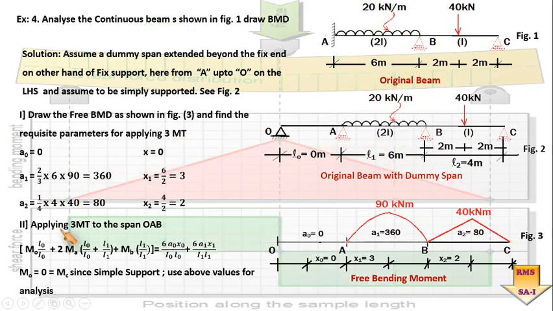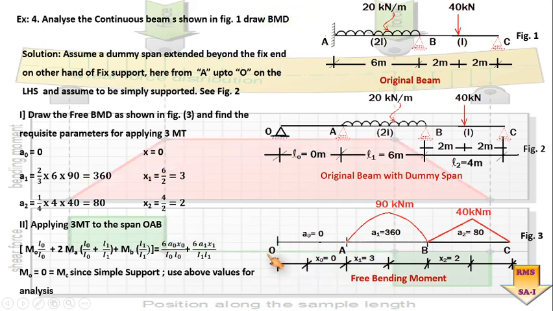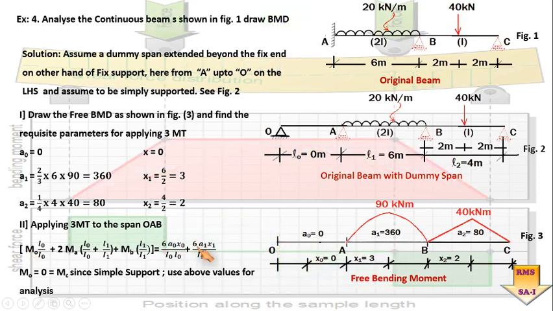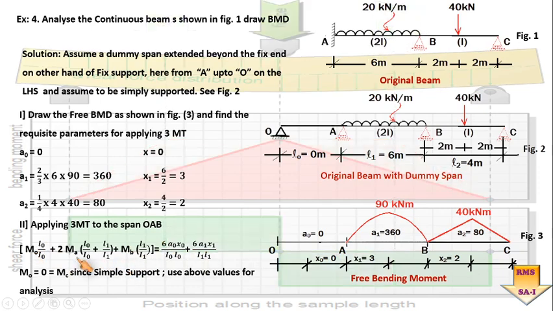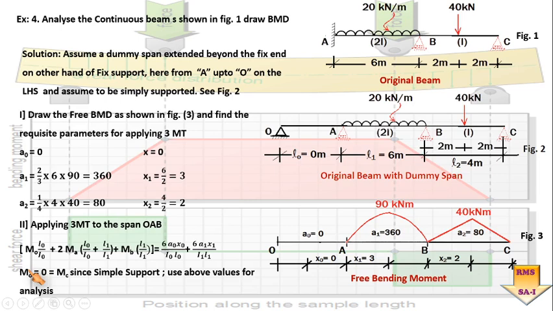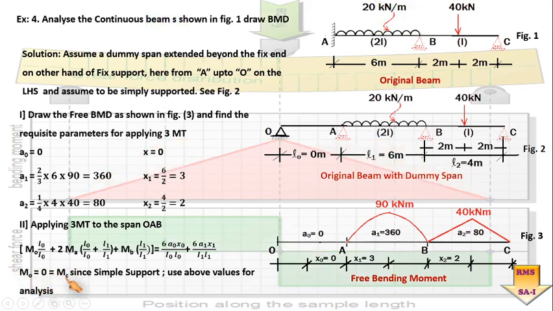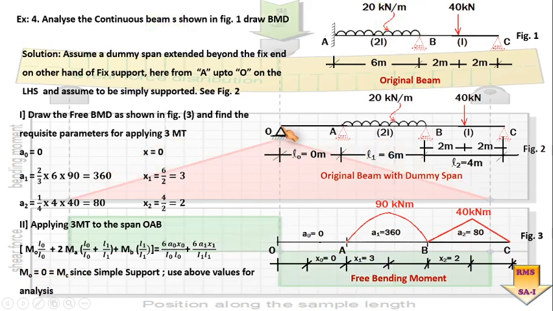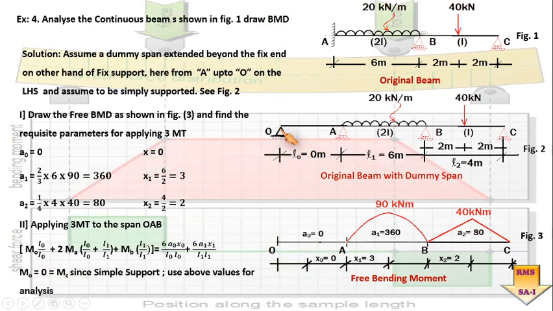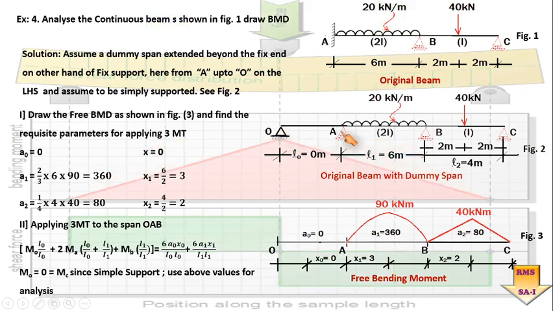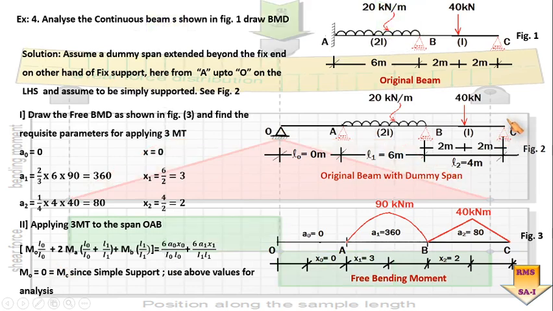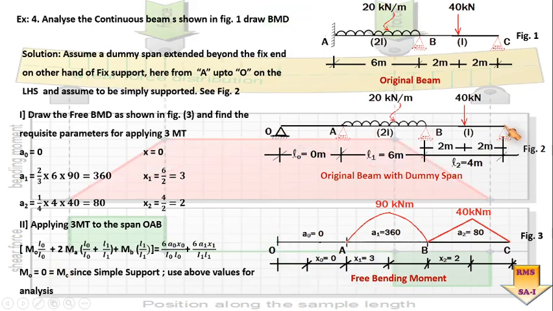Now second job is to apply the three moment theorem to the span under consideration, that is OAB. So we know the governing equation is this. So here one more understanding is very much required. Here M0 is nothing but the bending moment about point O. This is a simple support, and another bending moment, that is MC. This is another bending moment at another simple support C.